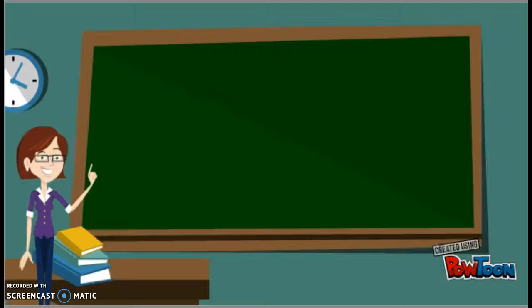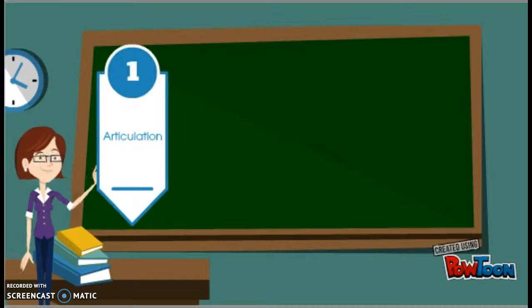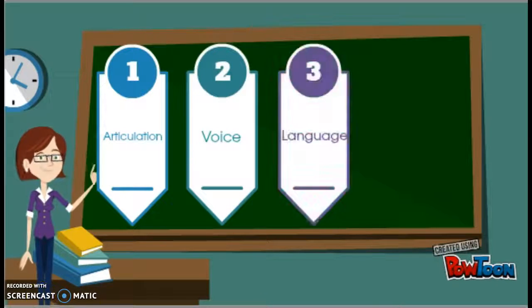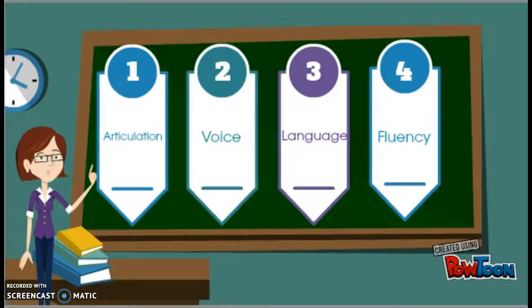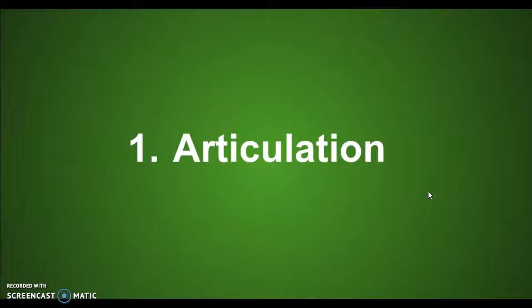And there are four main categories of speech issues which we're going to be discussing. The first is articulation, the second is voice, the third is language, and the last is fluency. And we're going to go into these in a little more detail now. So the first one we want to talk about is articulation. And articulation issues means that children have problems making some sounds or pronouncing some letters.